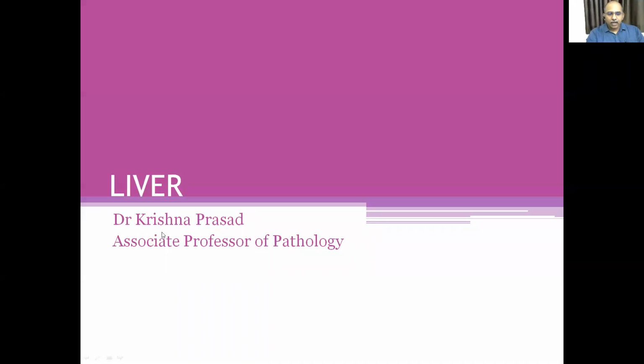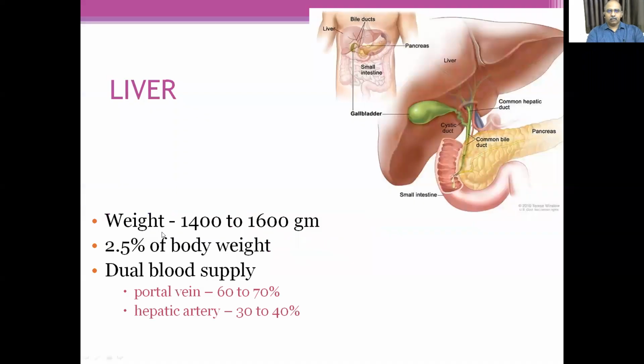So today we will start the liver. As we know, the liver occupies the right hypochondriac region. Are you able to see the cursor on my system? Yes, sir. The liver occupies the right hypochondriac region. It weighs about 1 to 1.5 kgs, and it constitutes almost 2.5% of the body weight.